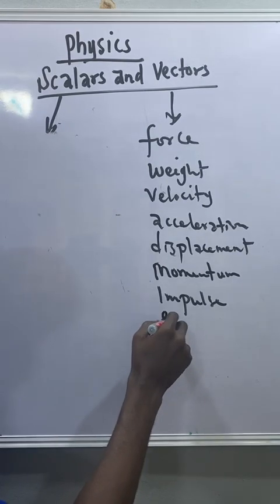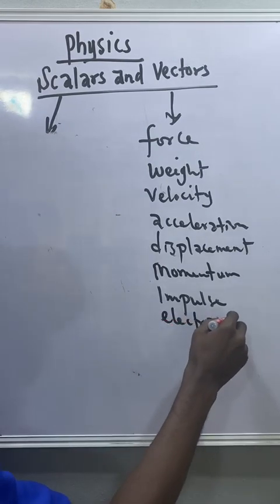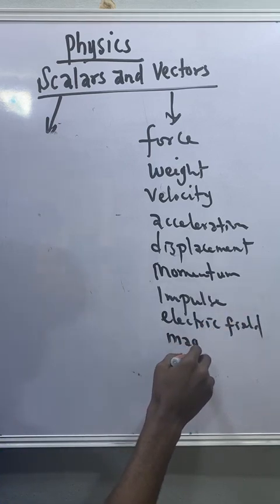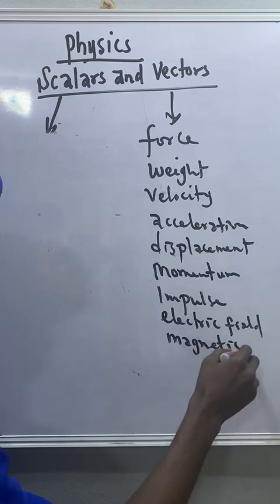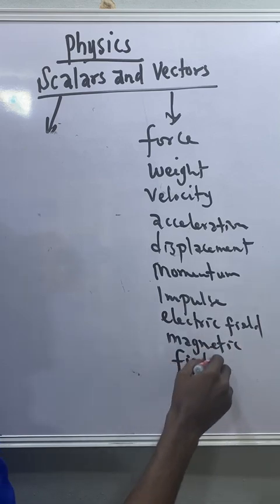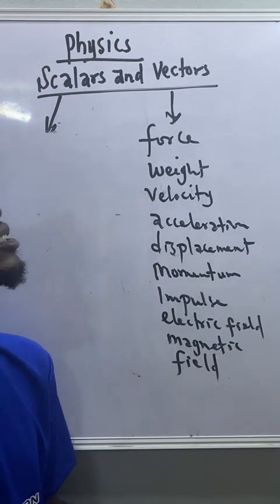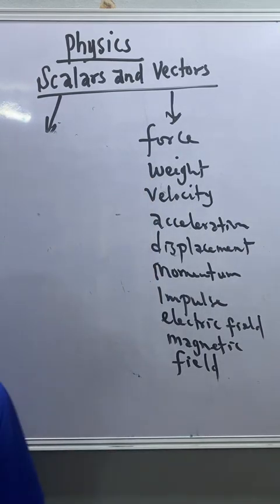Then electric field. Then we have magnetic field. All of these are vectors. We have many more of them. So in subsequent videos, we shall be seeing more examples.